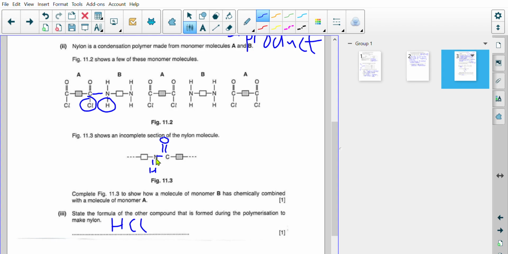Don't worry if you've got your C double bond O and NH on the different side. The point is that the single bonds, the horizontal one here, can rotate anyway, so it doesn't matter if it's up and down. And that's the last one.